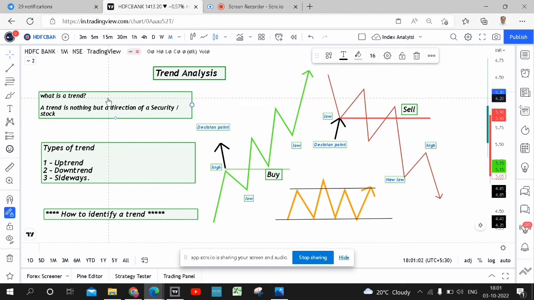So let's start with what is a trend? A trend is nothing but the direction of a market or a stock or an exchange, whether it can be uptrend, downtrend, or sideways. So these are the three types: uptrend, downtrend, and sideways. Okay. So what is an uptrend?